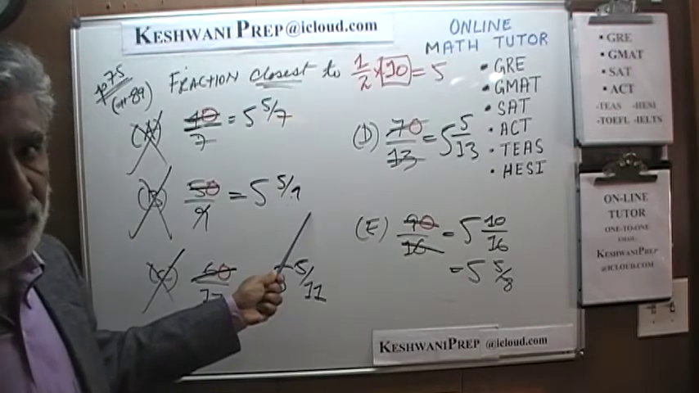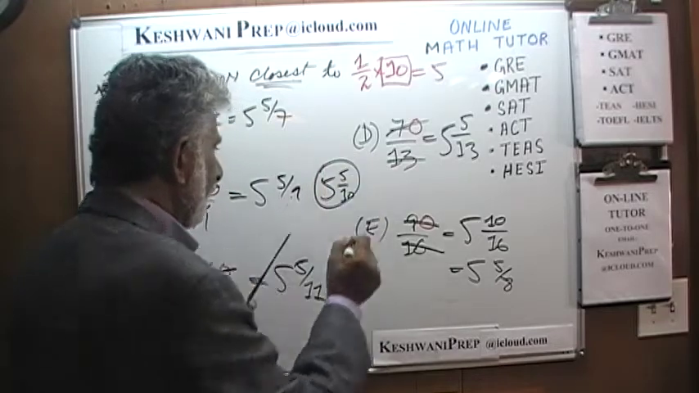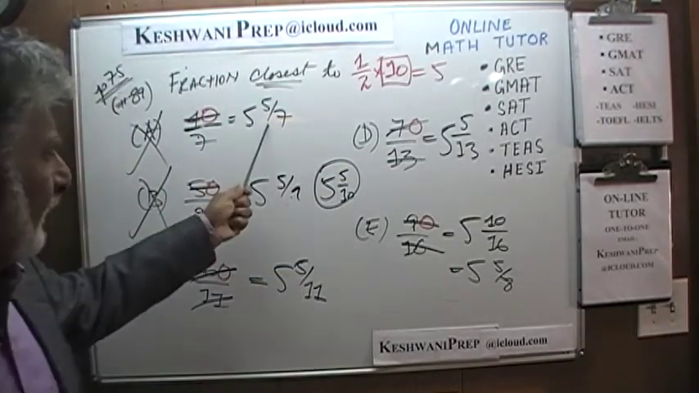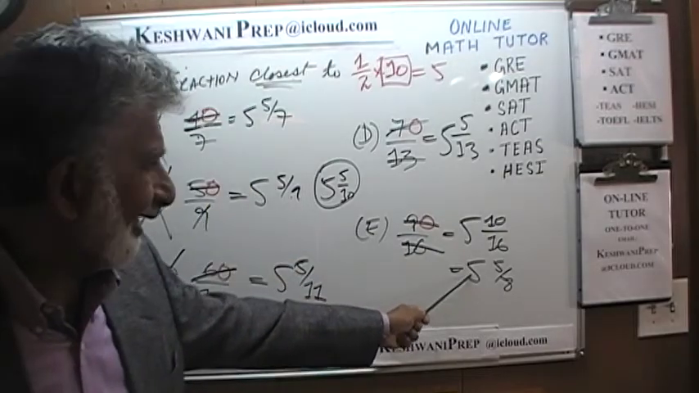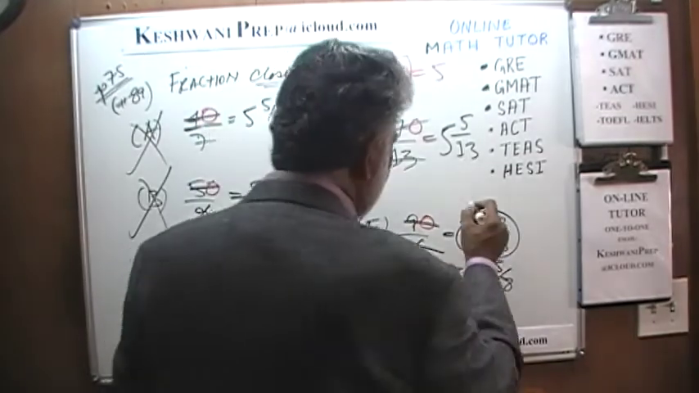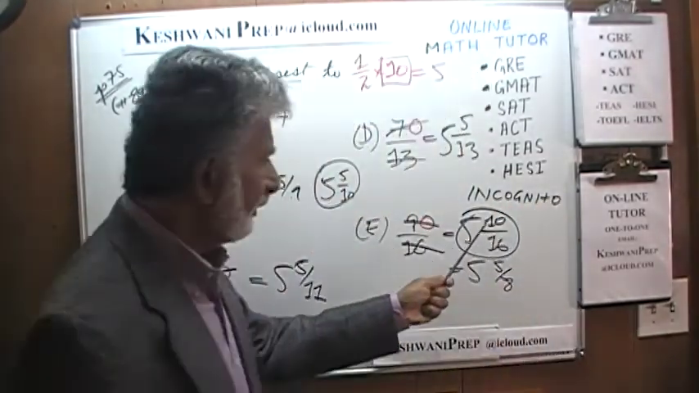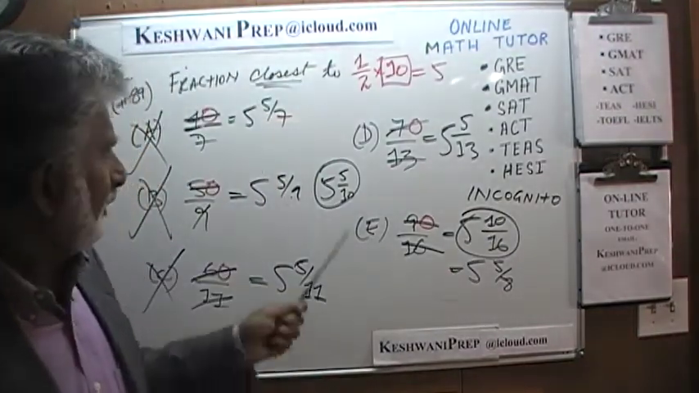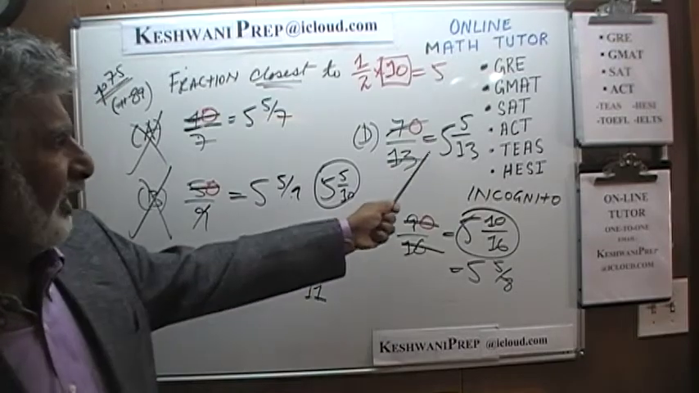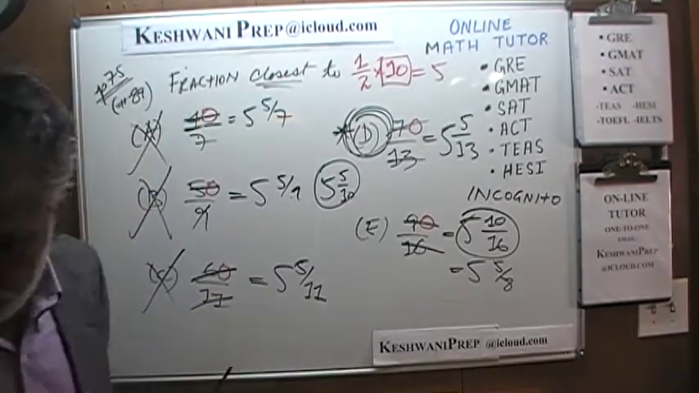We had 5/7, 5/8, 5/9. Why do you suppose they don't have 5/10? Because that'd be damn silly. Anybody can see that that's 5 1/2. They're not going to give us that simple. So they got 5/7, they got 5/8, but 5/8 is incognito. It doesn't look like this guy, when you look at it. It's incognito, but it appears as 10/16. So we got 5/7, 5/8, 5/9. There is no 5/10, obviously. 5/11, 5/13 is the smallest one. This guy comes closest to 5, and therefore the answer is D.